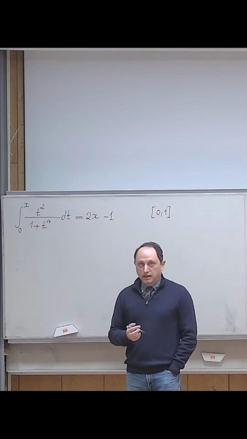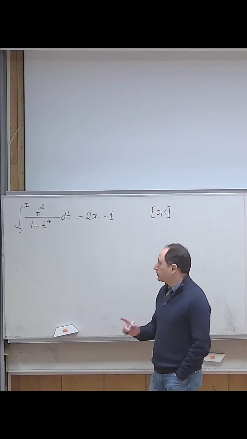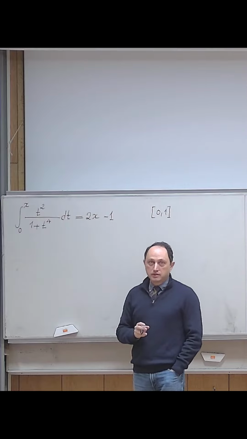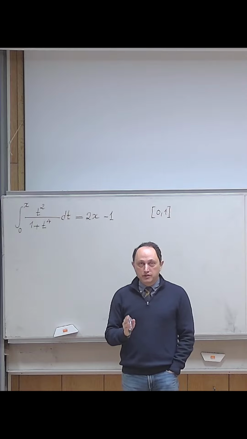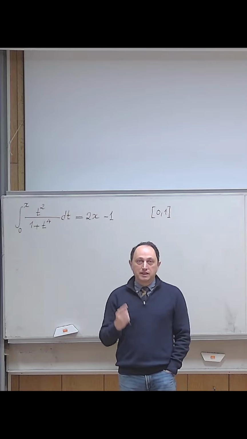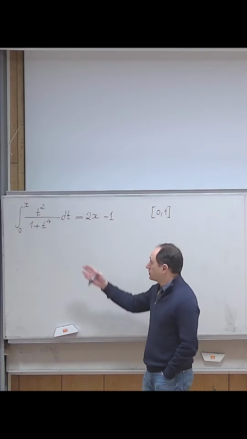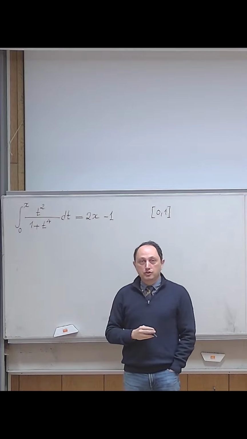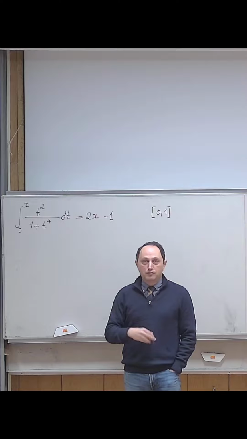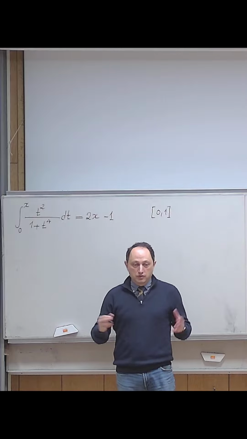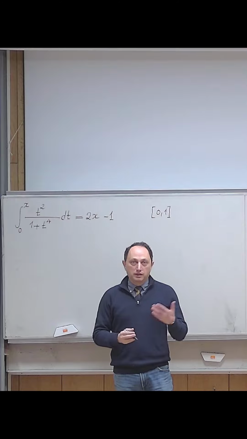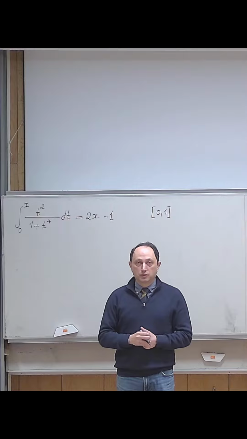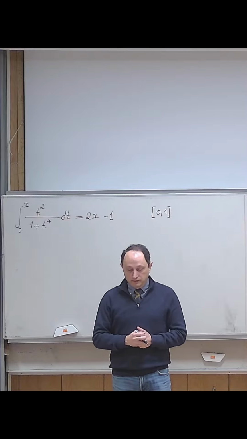My claim is that there is exactly one solution to this equation within this interval. To prove this, I prove two things. First, I prove the existence of at least one root or one solution of this equation within this interval. And then I will show that this equation cannot have more than one solution. So together, these two will imply that the equation has exactly one solution within the interval 0 and 1.